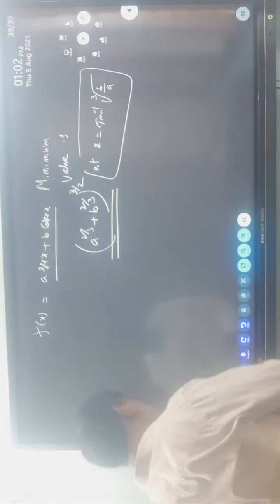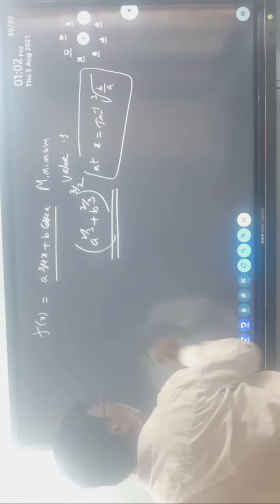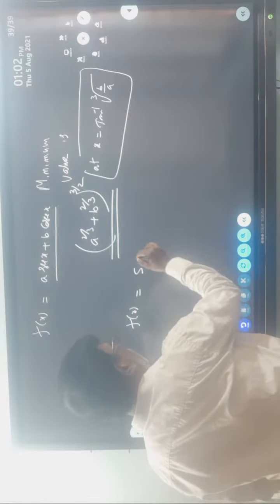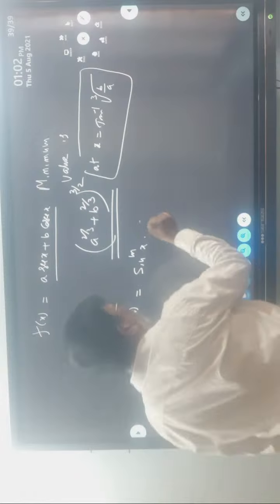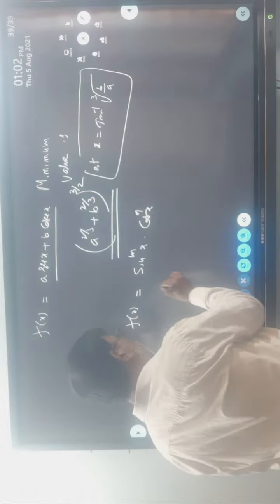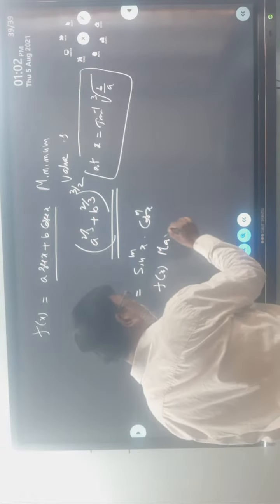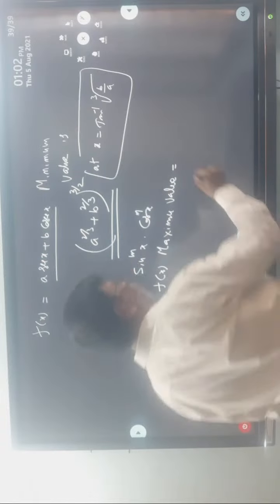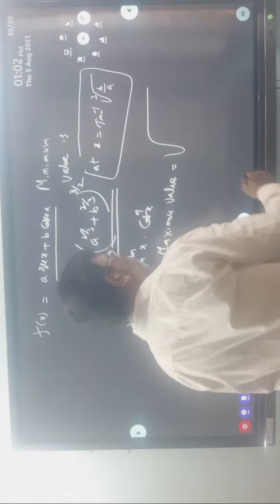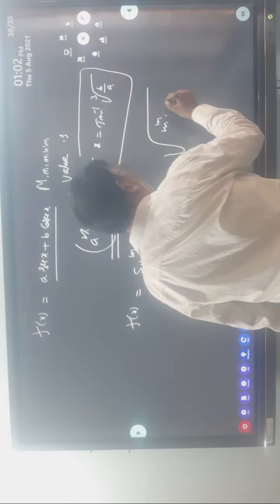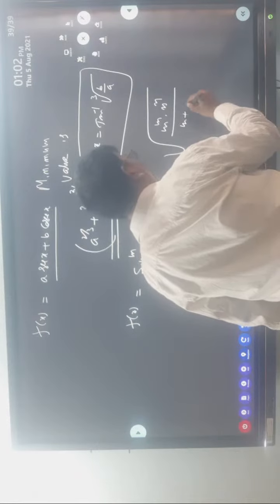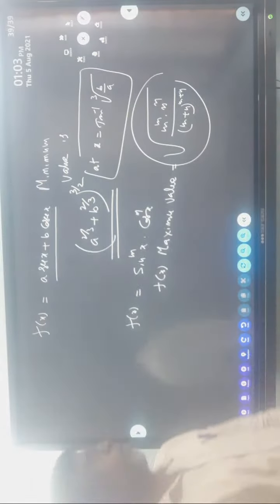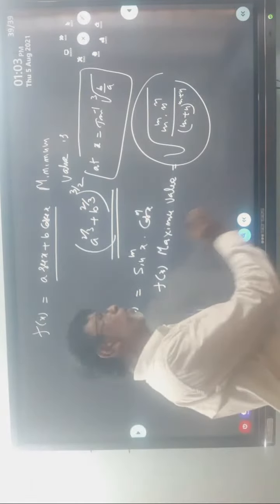Now, one more formula is there. Suppose a question is given like this, f of x equals sin x power m into cos x power n. Now, the question asks for the maximum value of f of x. This is also asked so many times in the examination. This is the formula: square root of m power m, n power n, by (m plus n) whole power (m plus n). So this is the shortcut formula we are using.